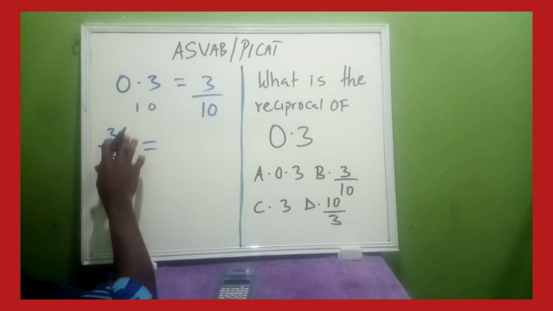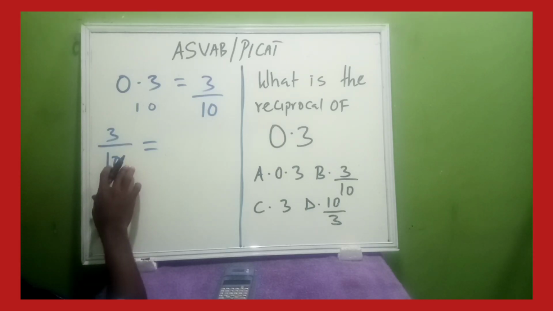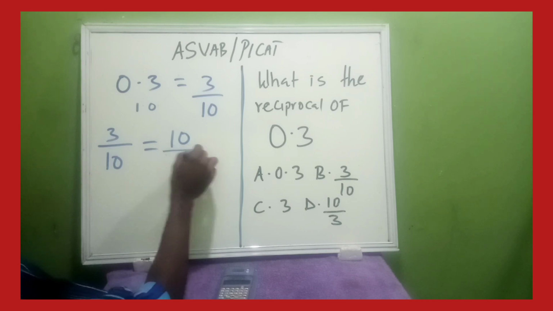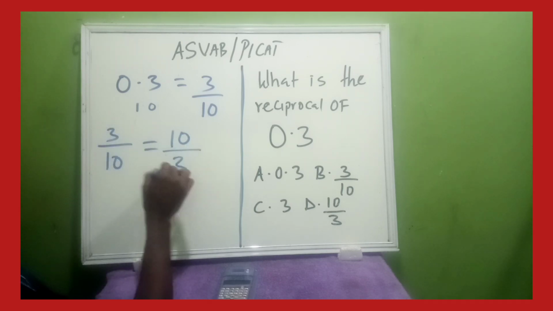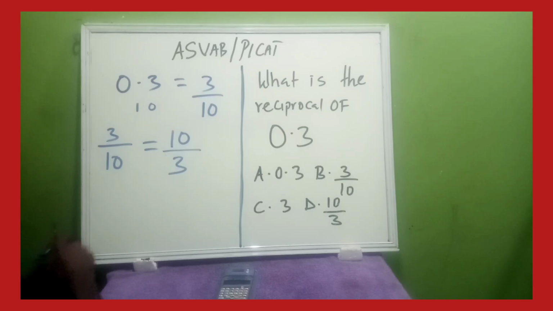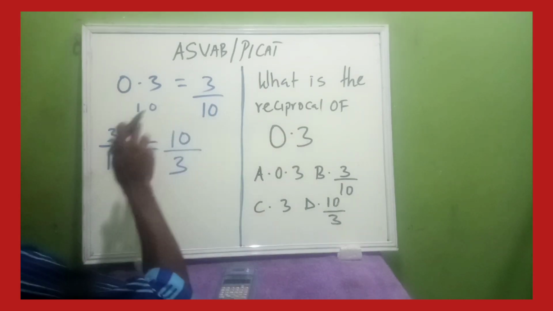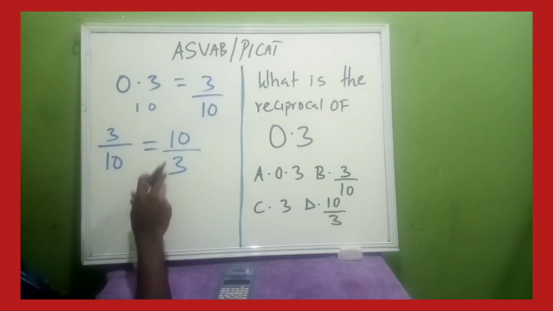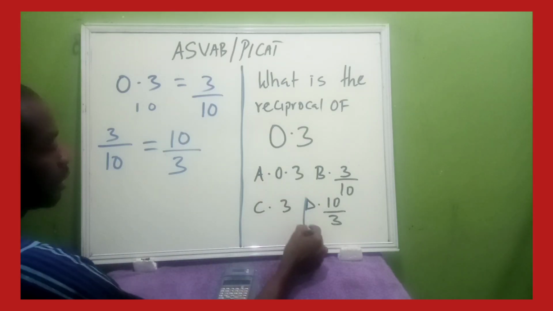It simply means we interchange the numerator with the denominator. And what do I mean? To rewrite this 10 as the numerator, then 3 as the denominator. And this becomes the reciprocal of 0.3, which is the same thing as 3 over 10, and the reciprocal of 3 over 10 is 10 over 3. The correct answer is D.